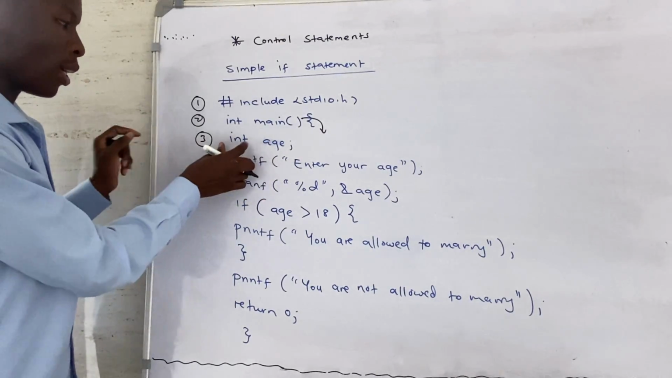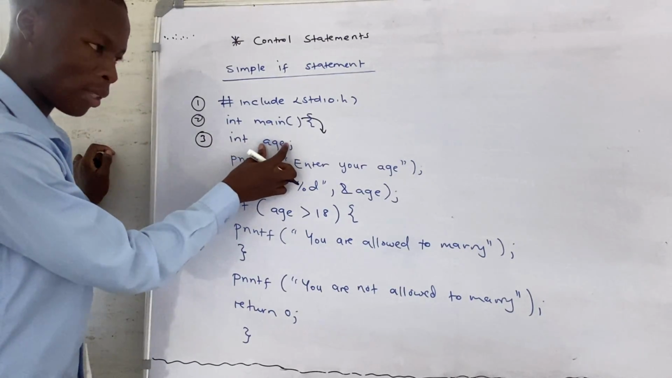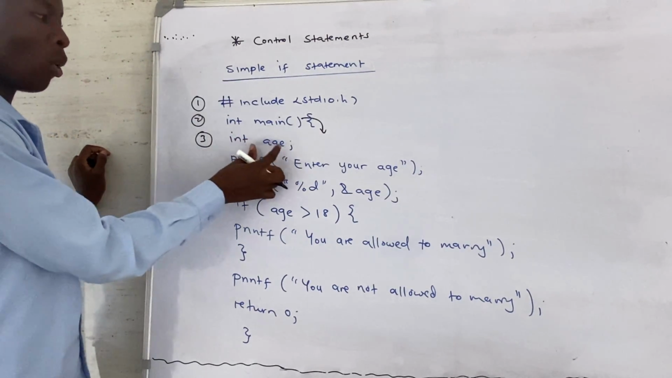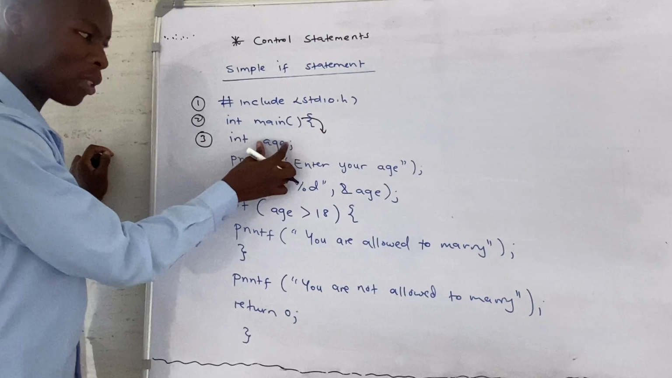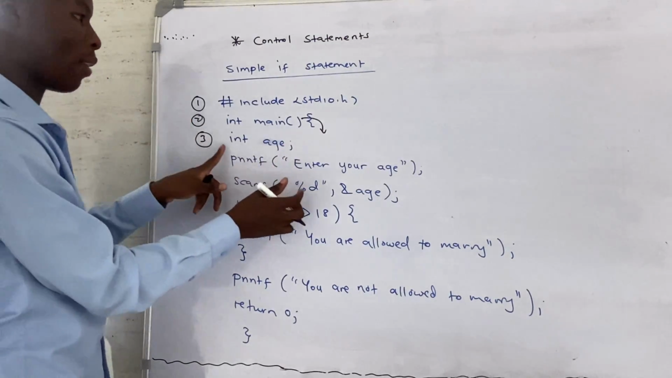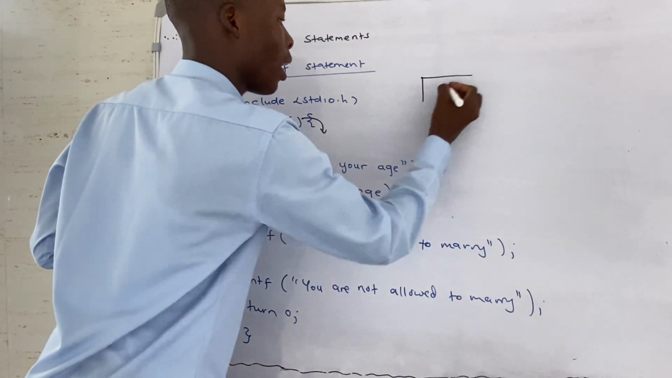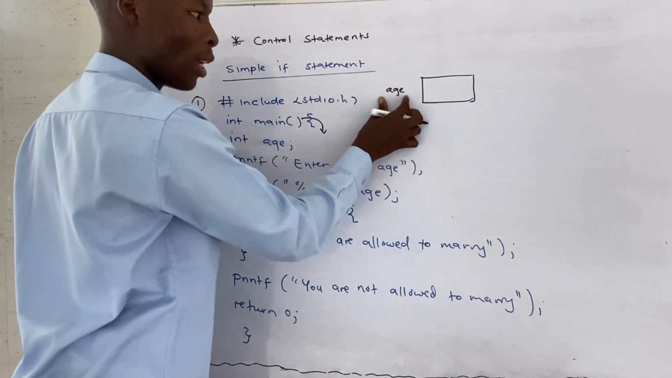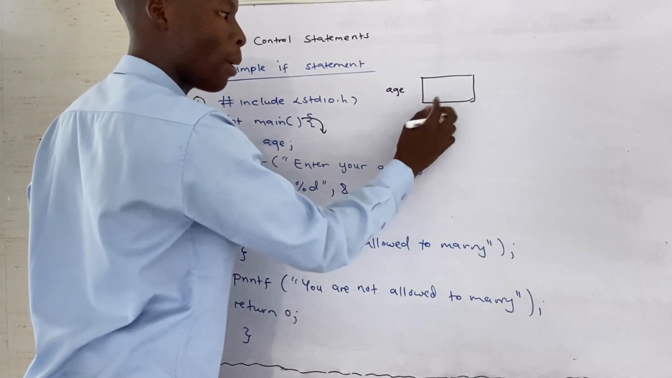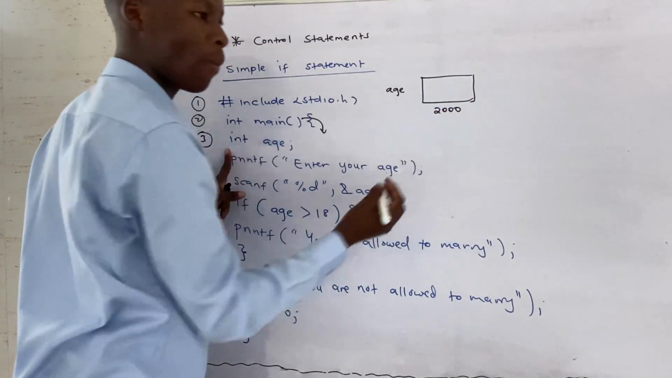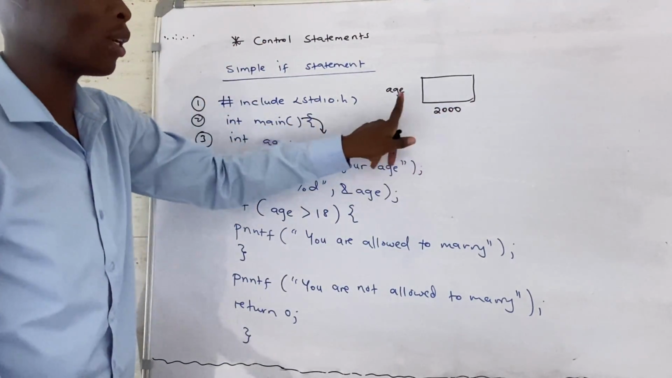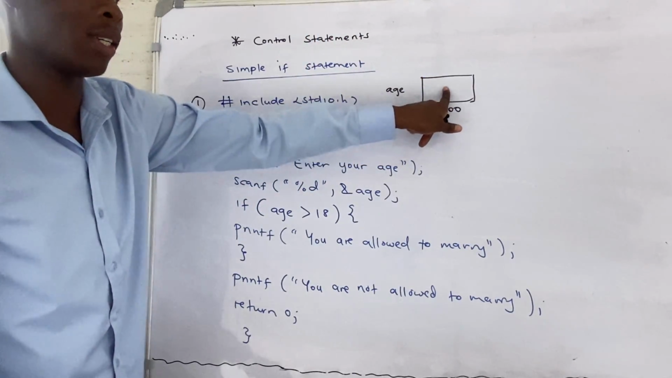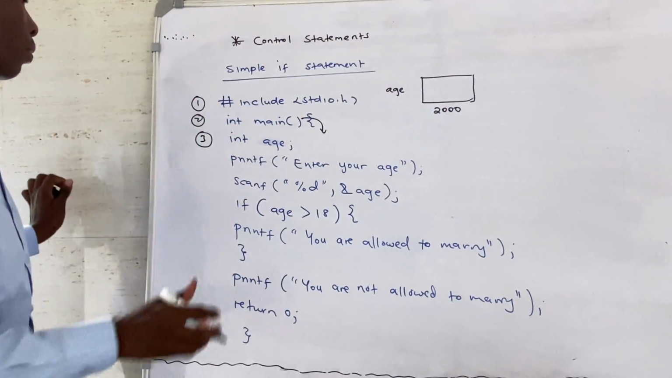So int age, this is the data type. This is the variable. This variable is going to store an integer. What is the name of this variable? This variable is called age. Some space is allocated for the variable called age. Suppose the memory address is 2000, and this variable is called age. This variable is going to store an integer. This will happen in the computer itself.